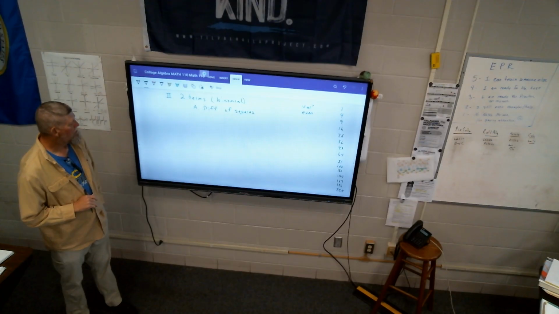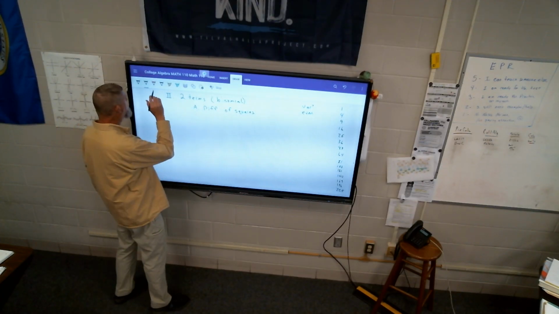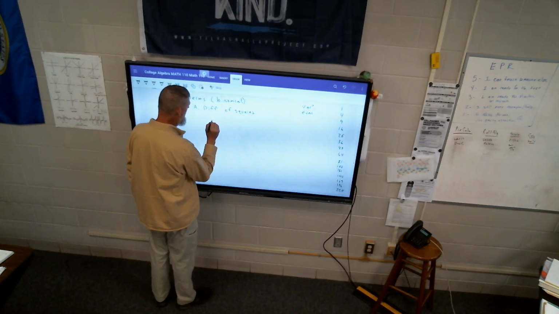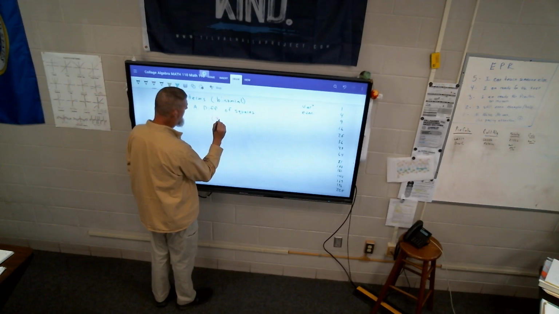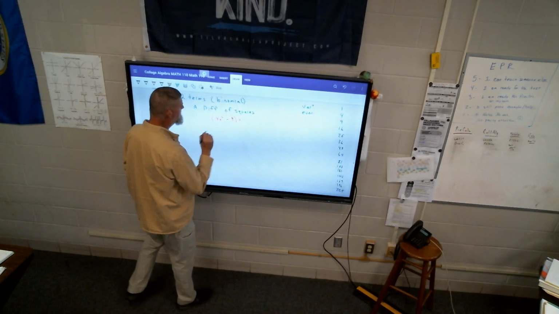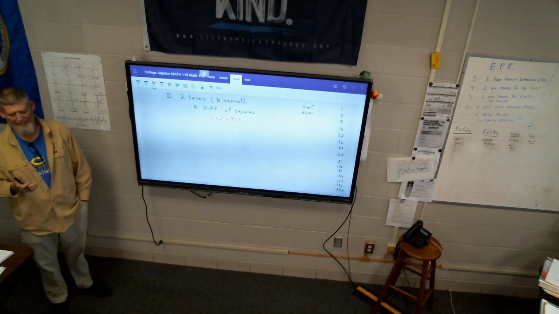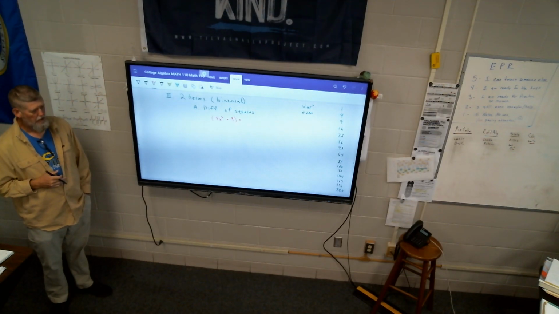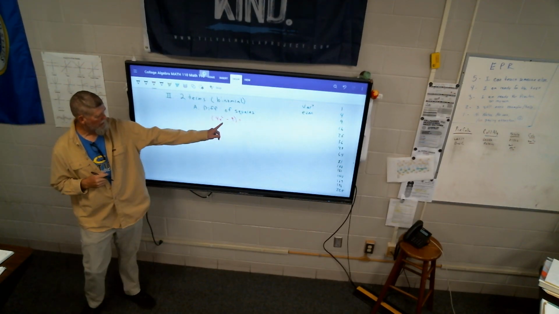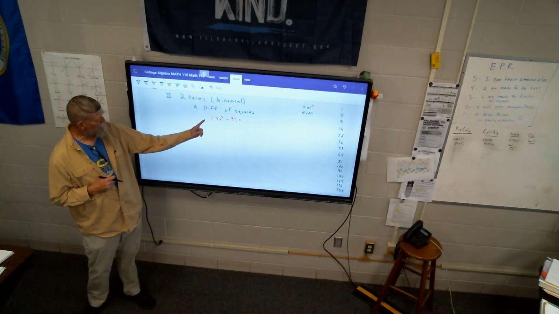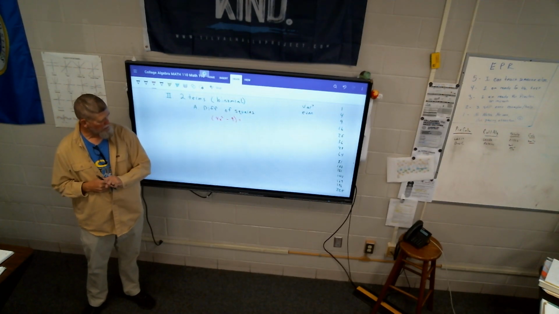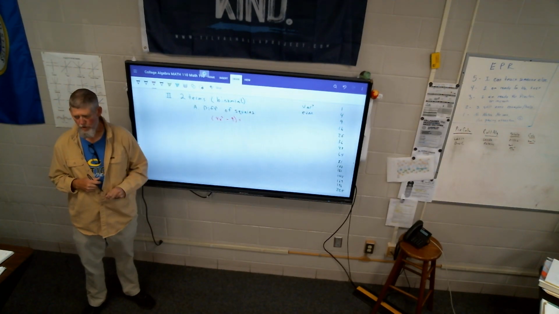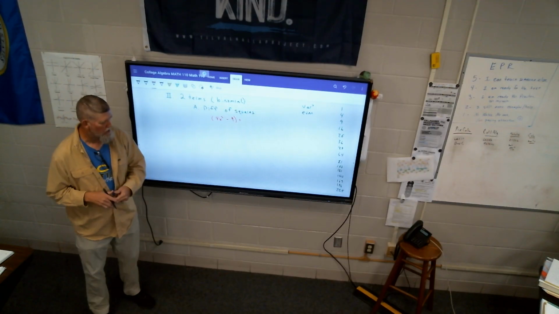Okay? So difference of squares. I know you've seen this before, so let's review this one. What if I give you something like 4x squared minus 9? So you have the difference, right? You have subtraction. I have 4, which is a perfect square, and 9, which is a perfect square. I have an exponent of 2, so they're all perfect squares.